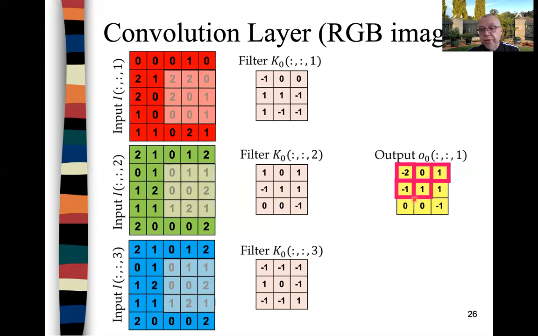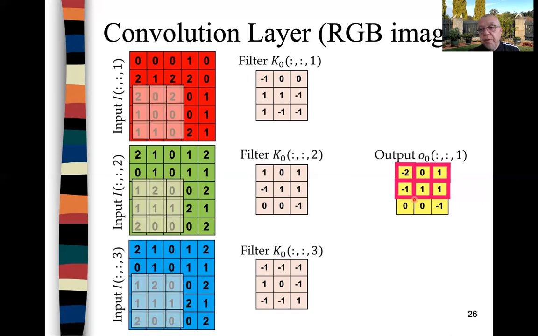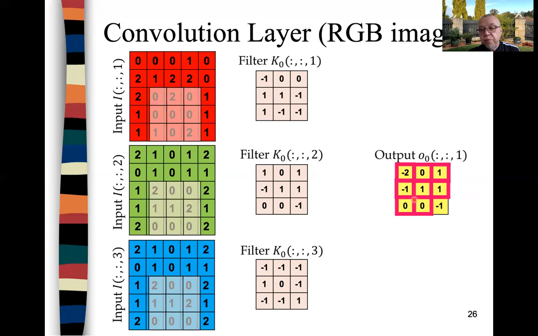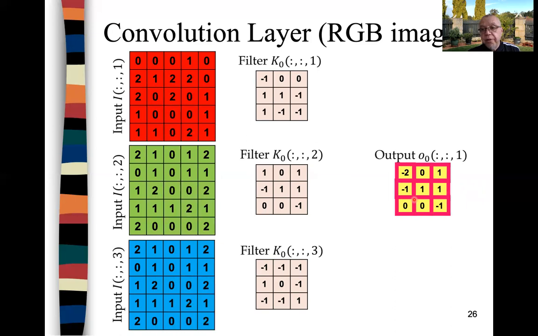Now again, notice that our output has shrunk. So it went from a 5 by 5 to a 3 by 3. And then we had 3 channels at the input. We have 1 channel at the output only.